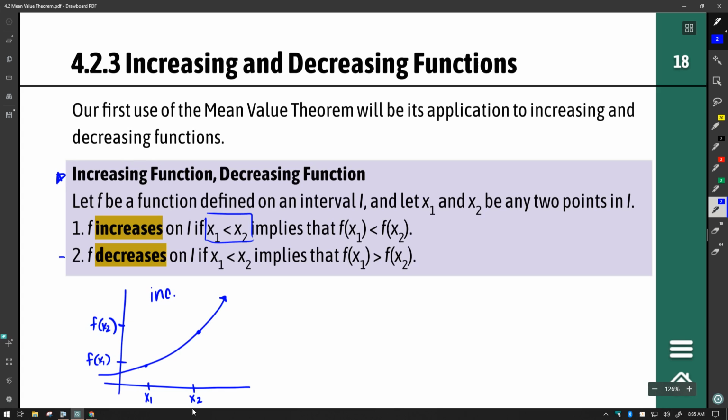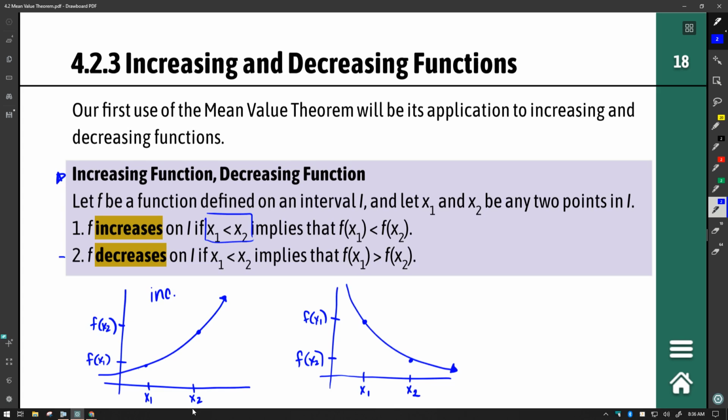Secondly, f decreases on the interval I if x1 less than x2 implies that f of x1 is greater than f of x2. Let's see that graphically as well. If we consider a function that is decreasing on an interval, we know from our pre-calc days that means the function is traveling downward from left to right. We pick any two x values, and as long as we label them so that the first x value is less than the second x value, then this time around, the first y value will be greater than the second y value, and this ensures that we are talking about a decreasing function.